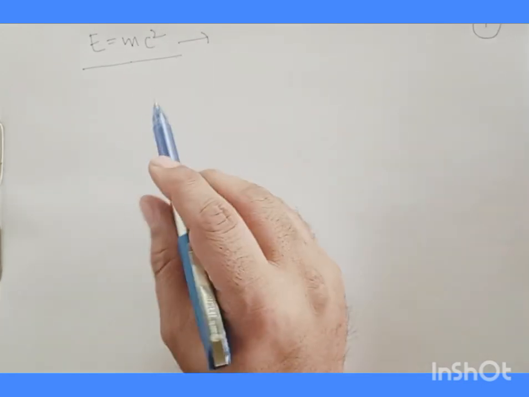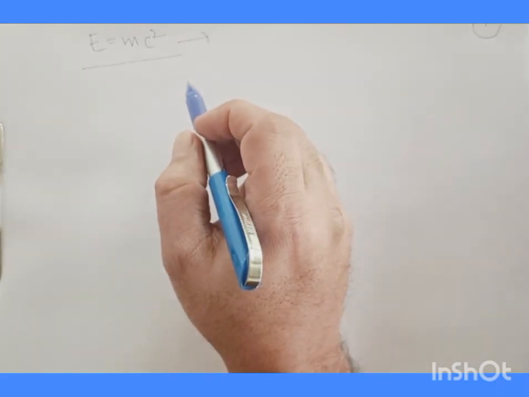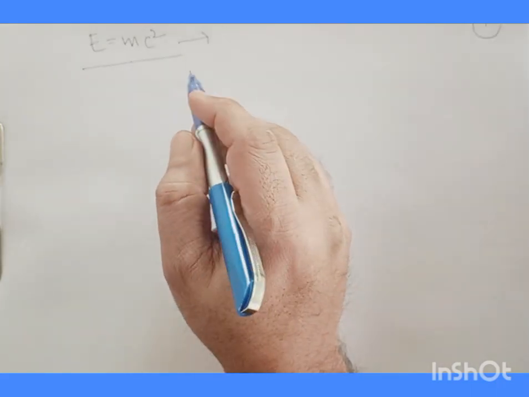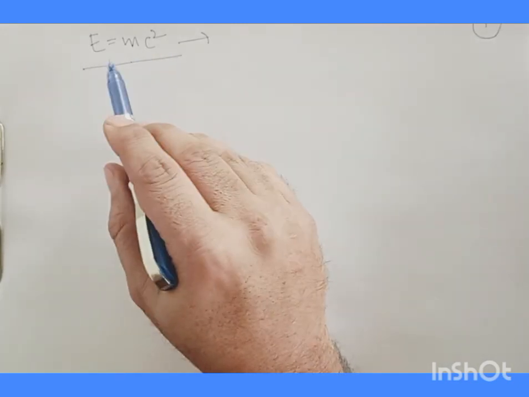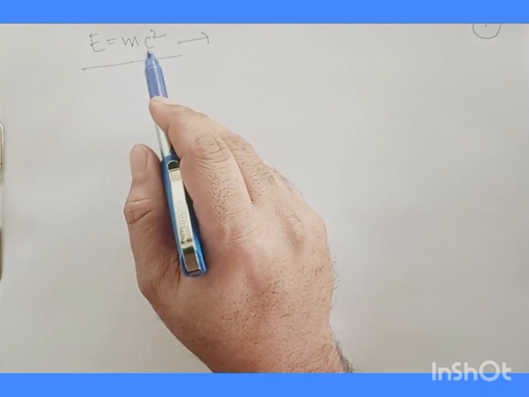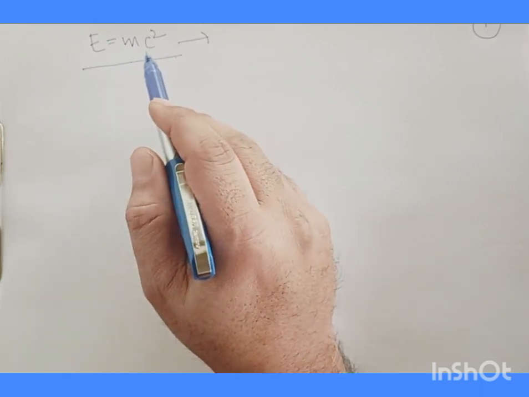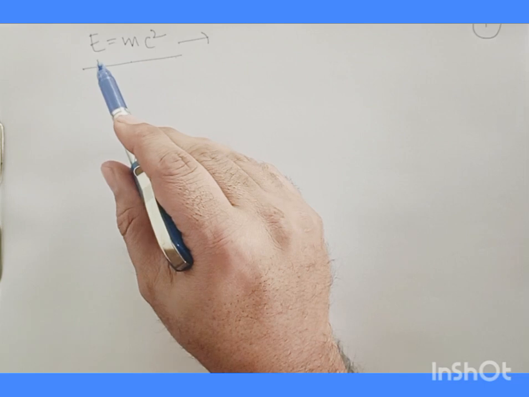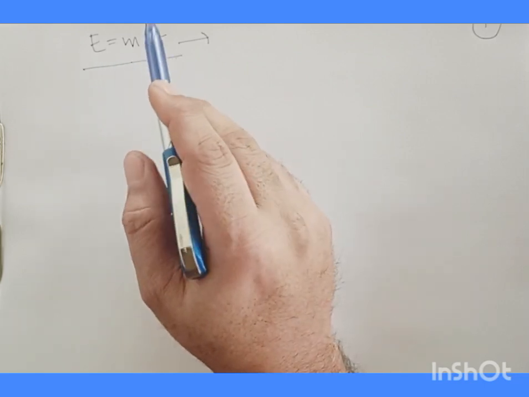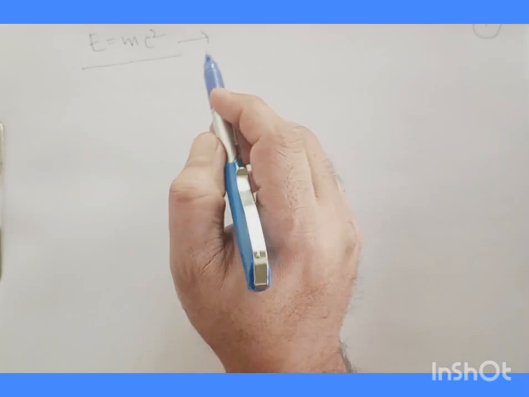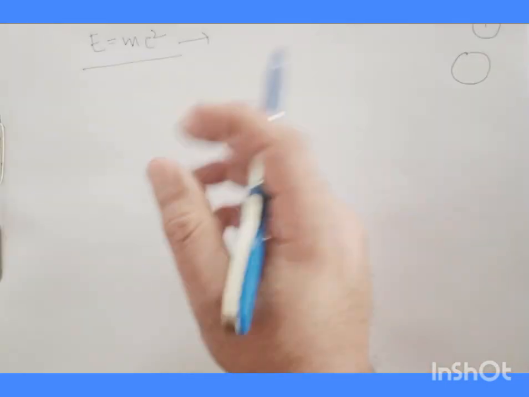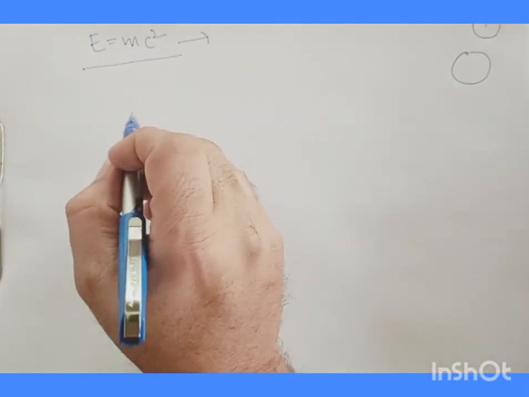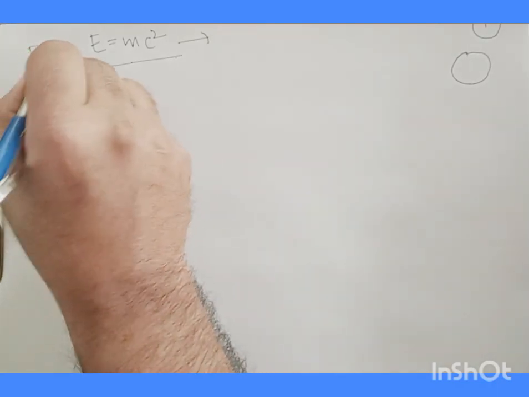The point to start with is that Einstein developed a relation between mass and energy, showing that these two are equivalent and interconvertible. So mass can be converted into energy and vice versa. In fact, matter is a form of energy. If we have matter, it is basically a compact, condensed form of energy.